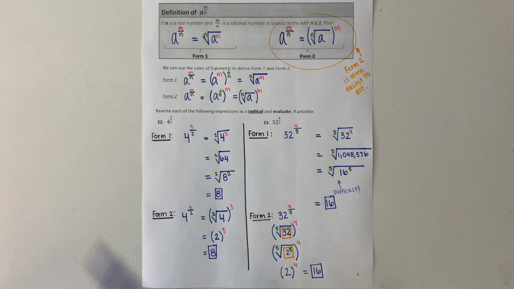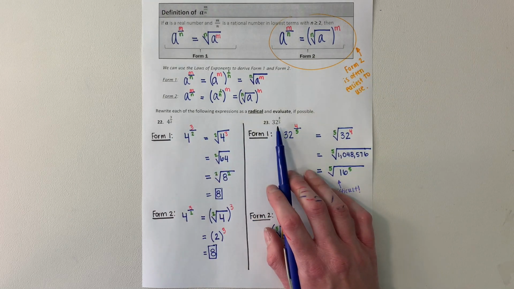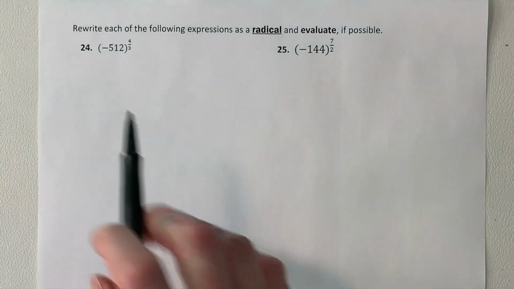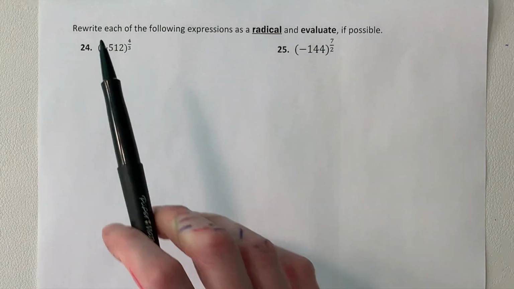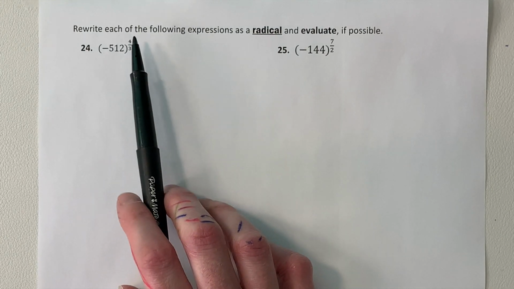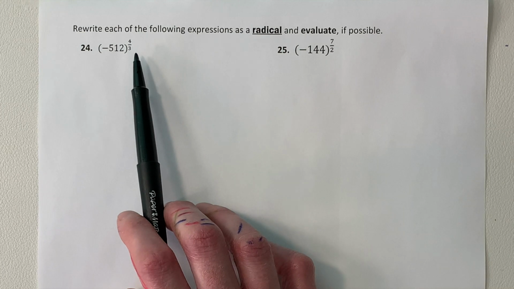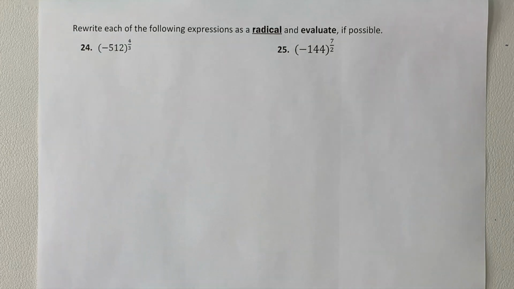So while it's important to be familiar with both form 1 and form 2, from now on I'm going to use form 2 to solve problems like these in an effort to avoid really big ugly numbers. Let's take a look at these next 2 examples. Notice if you're asked to evaluate an expression that involves rational exponents, the way we evaluate or compute it is by rewriting it as a radical. And anytime you have a fractional exponent, you can always rewrite it as a radical.